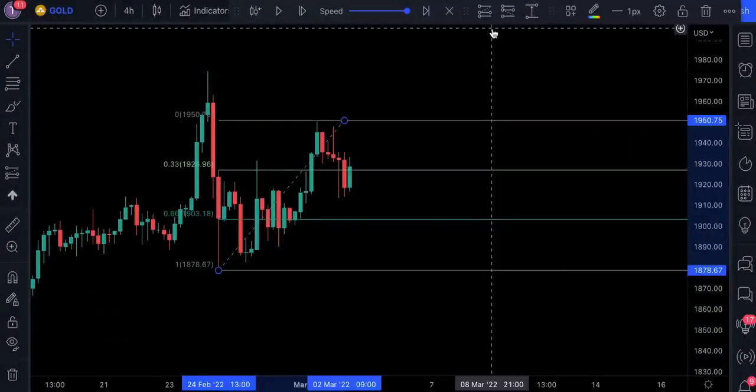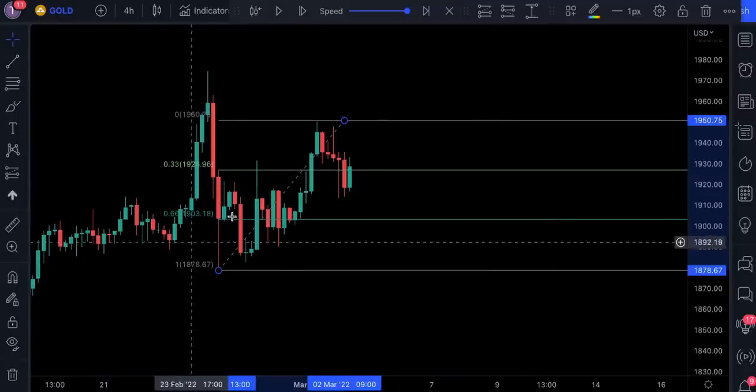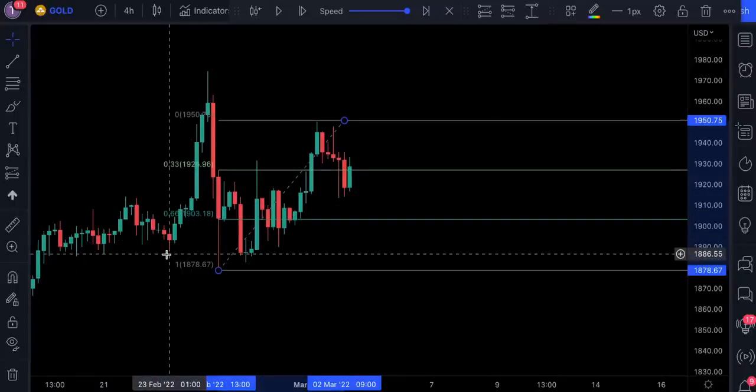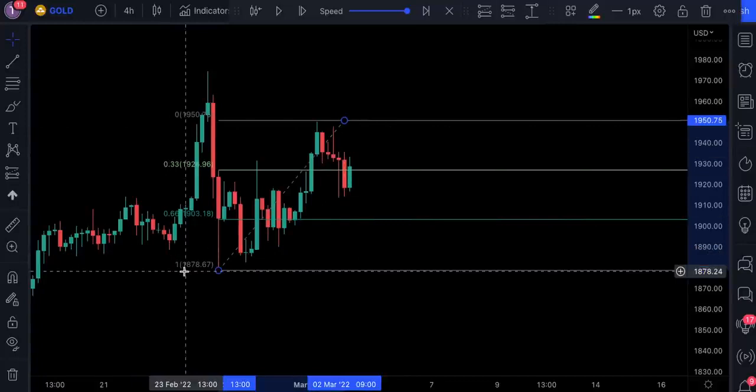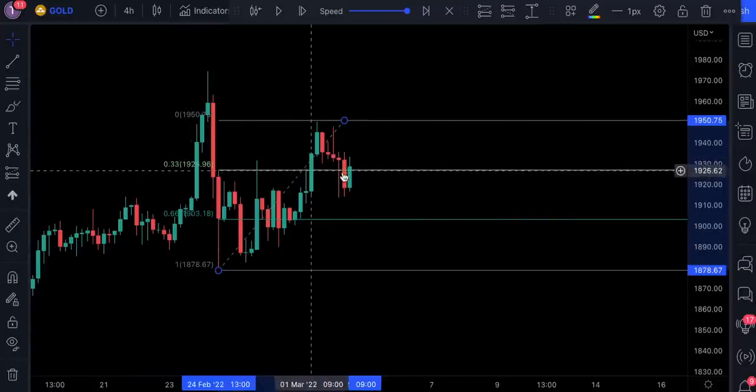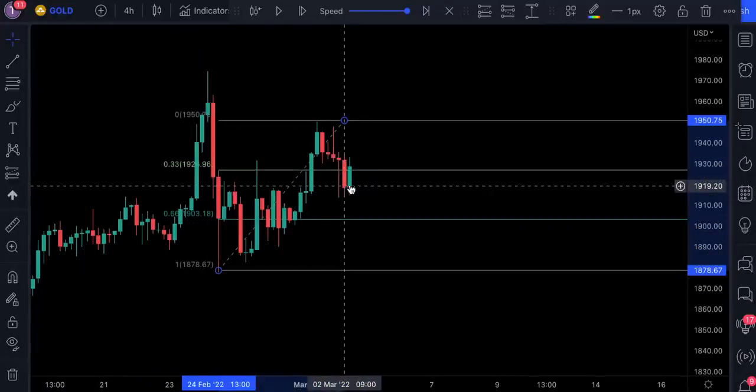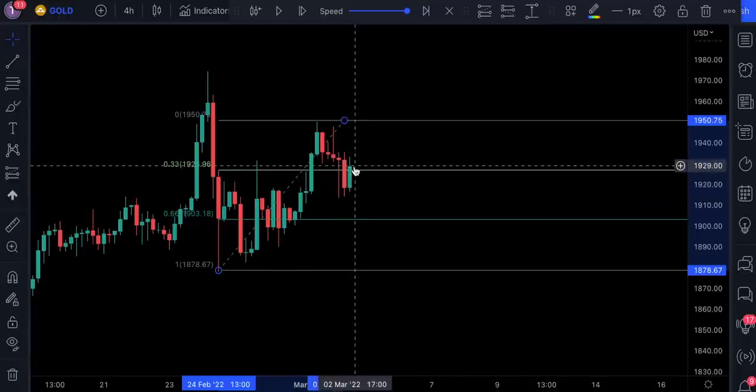So here are the rules for entering a long trade. First of all, the price action has to be in an uptrend. Second, you draw the Fibonacci level from the recent swing low to the recent swing high. Third, the price action has to break below the 33% level. And the last step will be to wait for the price to break back up. This is our final confirmation for entering a long trade.